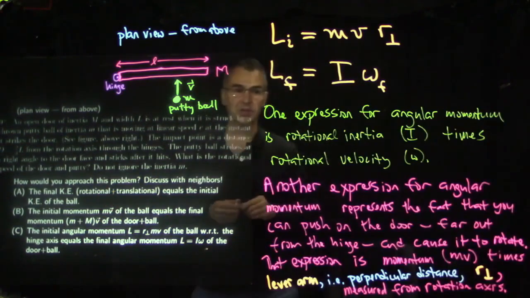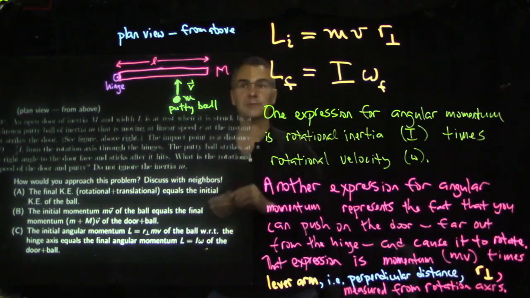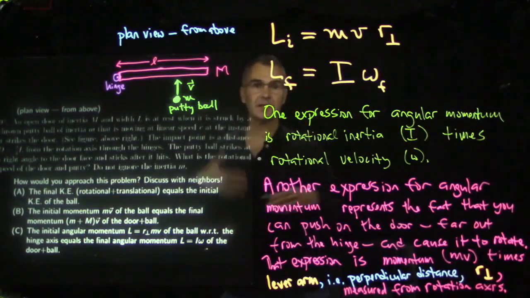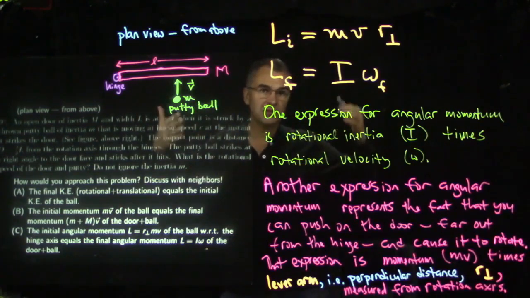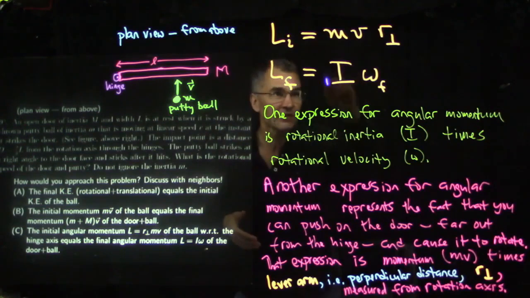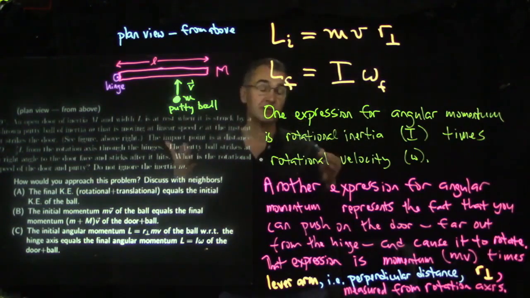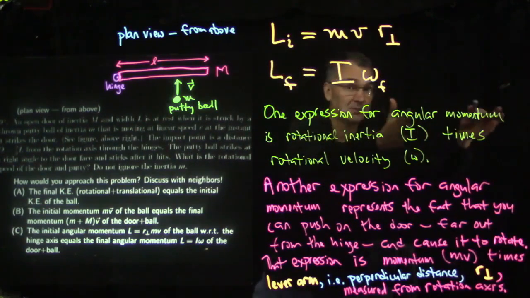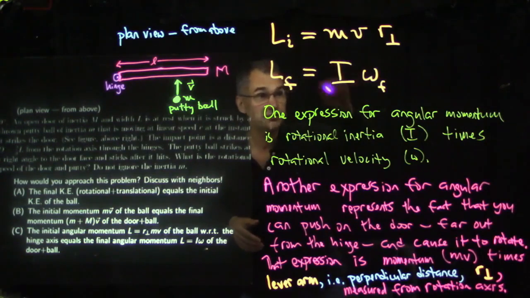This is such an important statement, and we're seeing it for the first time, that I will write it down. One expression for angular momentum. And again, angular momentum expresses how much stuff is rotating how fast. You see, this is how much stuff, how fast. Momentum is how much stuff is moving how fast, m times v. Angular momentum is how much stuff is rotating how fast.